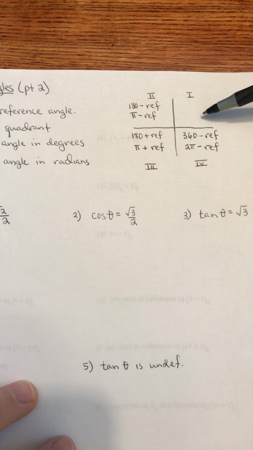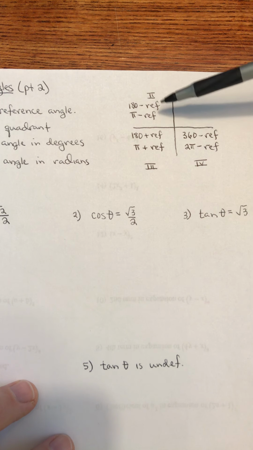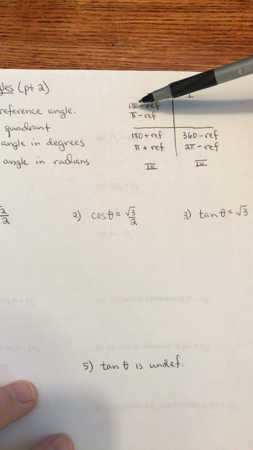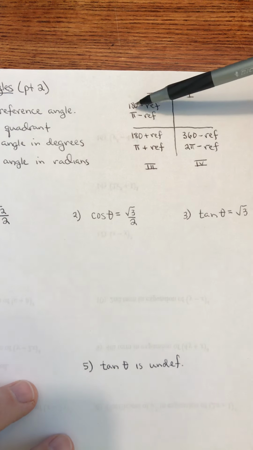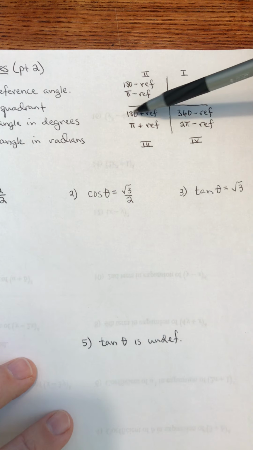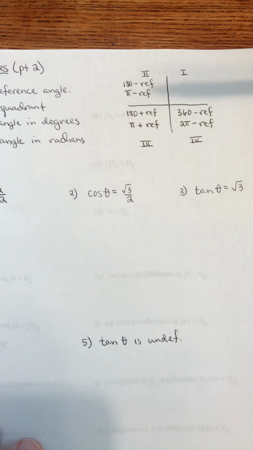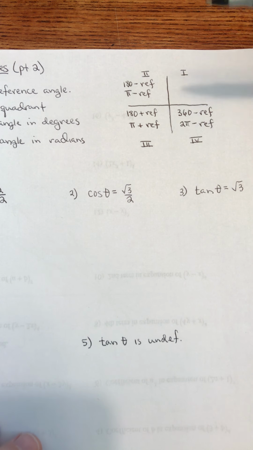If it's in quadrant 1, you don't do anything with the reference angle. The reference angle is 30, that's one of the answers. But if the reference angle is 30 and the angle's in quadrant 2, to find that angle, you do 180 minus the reference angle or pi minus the reference angle, because 180 and pi are the same thing. In quadrant 3, it's 180 plus the reference angle, because any angle in quadrant 3 is bigger than 180 degrees. Or pi plus the reference angle.